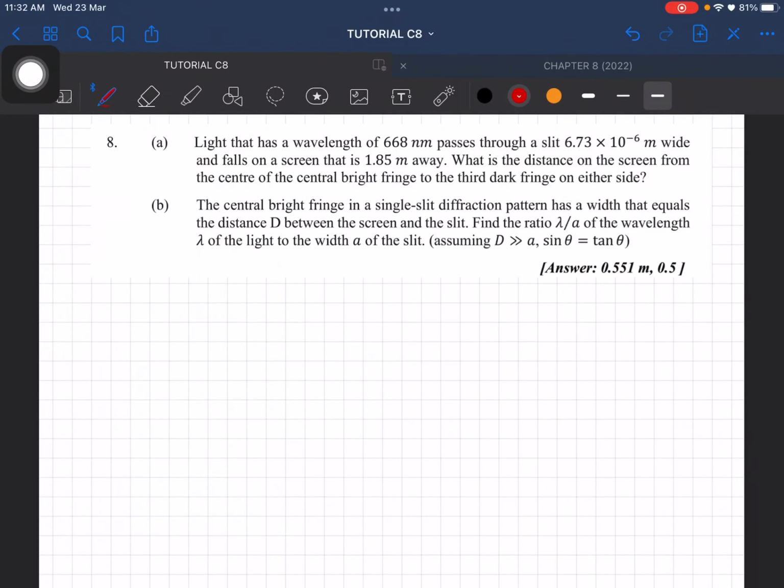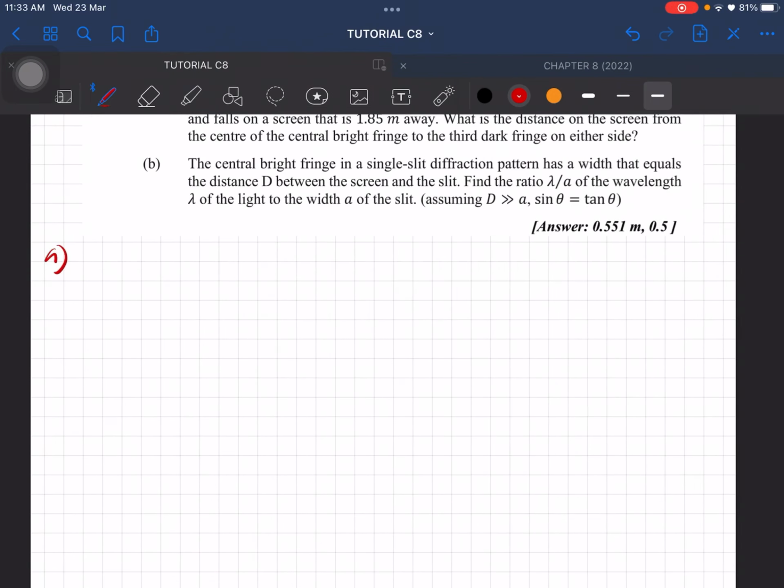Question 8. Light that has a wavelength of 668 nanometers passes through a slit 6.73 micrometers wide and falls on a screen that is 1.85 meters away. What is the distance on the screen from the center of the central bright fringe to the third dark fringe on either side? Since it mentioned the third dark fringe, we know that n is going to be equal to 3.